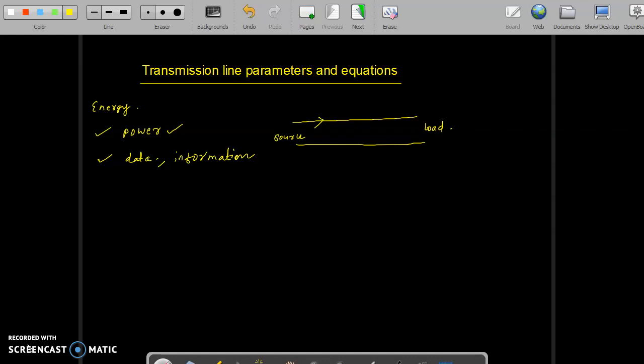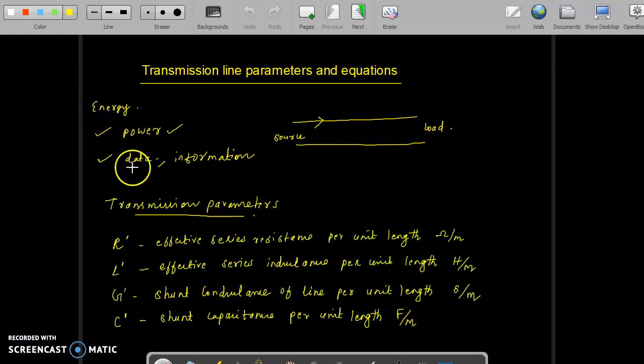So let's see more about the various parameters, how these parameters are connected to each other, and what equations we can derive from these parameters. Let's see that. So these are the parameters. The first is R dash, the effective series resistance. The transmission line is made of copper wires or aluminum wires. These aluminum and copper wires possess some resistivity, and due to the resistivity, it has some resistance.